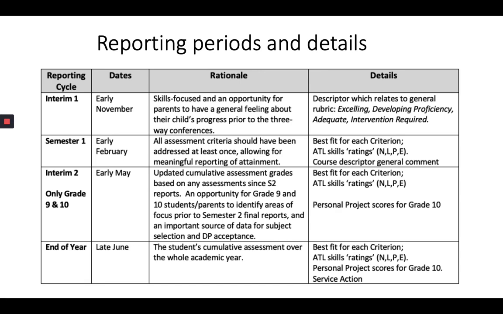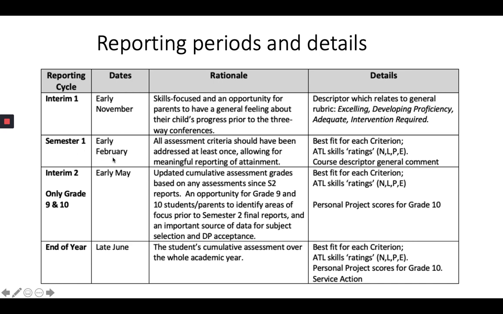So looking at reporting periods and details, the Interim 1 report in early November is more of a settling in type of report. Basically, the teacher identifies if intervention is required at the bottom end or if the child is already excelling at the top end. A lot of the time, students will either be adequate or developing proficiency at this stage. However, if intervention required appears on the report, it means that intervention is definitely required, because teachers are trying to look out for the students' best interests, and there might be some major concerns if that appears on the report.